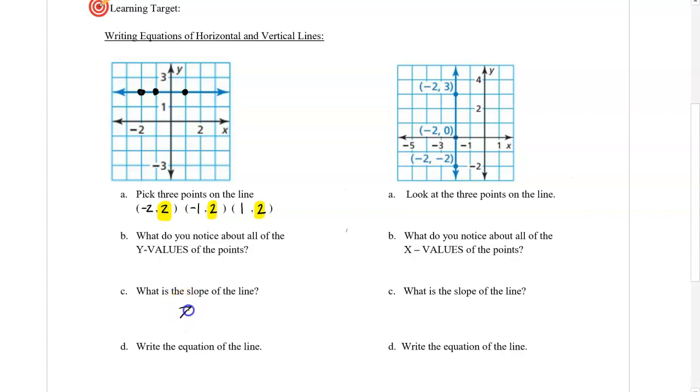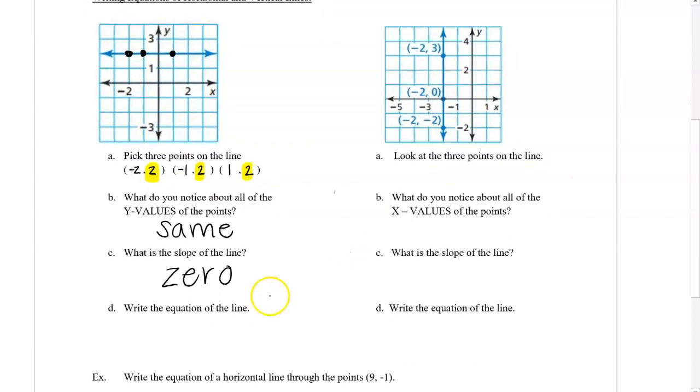So the slope of the line is 0, but we notice that all the y values are the same. Since all of the y values are the same, if we were going to try to write it in y equals mx plus b, we could see that the slope would be 0 and the y-intercept happens to be 2, which proves to you this way that it's y equals 2.